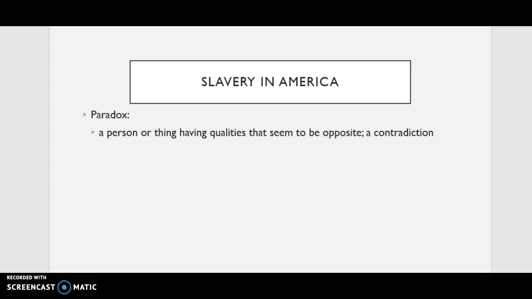Well, first of all, what is paradox? I had you look this up on Friday during the Class Connect, but the definition of paradox is a person or thing having qualities that seem to be opposite, a contradiction, right? So being tidy, but yet being covered in mud. A paradox is something that we're going to talk about today.